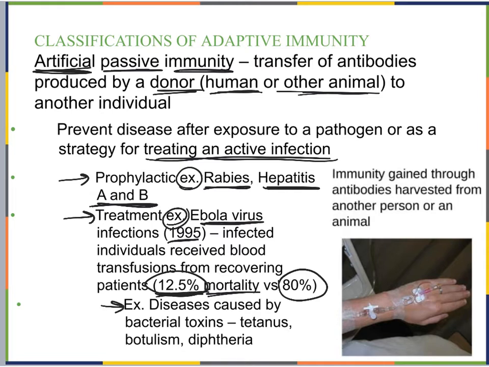Another example are diseases caused by bacterial toxins. Things like tetanus: people go in and get a tetanus shot to make sure that they don't have an issue with tetanus. Same thing with botulism and diphtheria. So these are some other examples of artificial passive immunity: going in and getting something that was made by some other human or some other animal to help your immune system fight something off, or to make sure that your immune system doesn't have to fight something off.